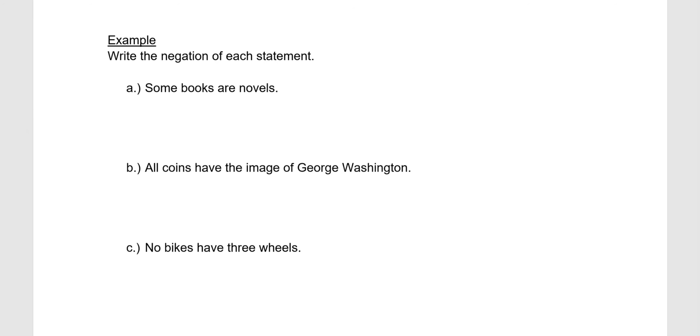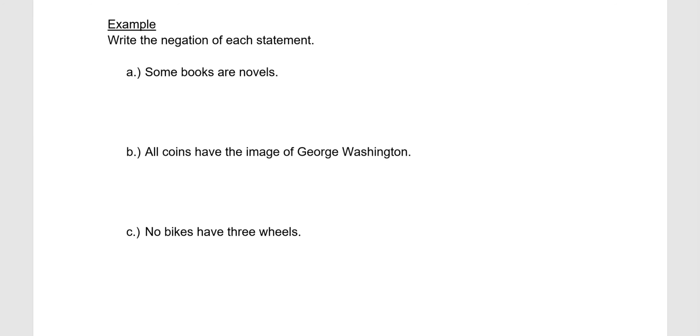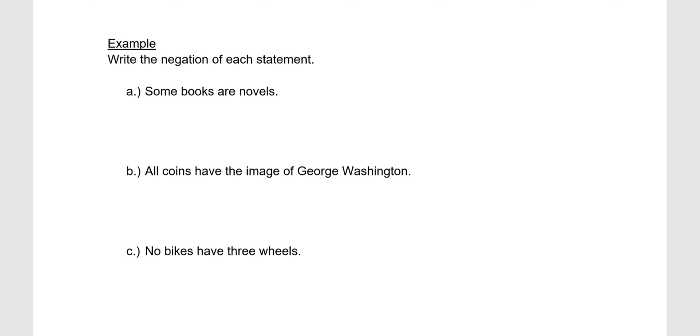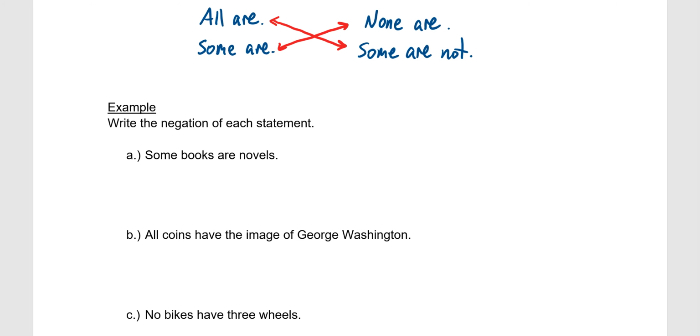Okay, let's do a couple examples here. Let's write the negation of each statement. The first one is some books are novels. So we have the quantifier some, and we don't want to accidentally say something incorrect, so we can look at this little table for now before we have this memorized. Some books are novels, that means the negation is going to be none are. So the negation is going to be no books are novels. And remember that none and no are essentially the same thing. So no books are novels is the negation of that statement.